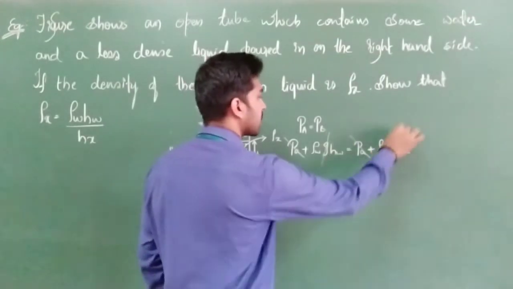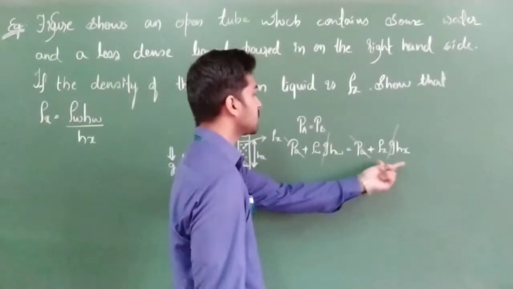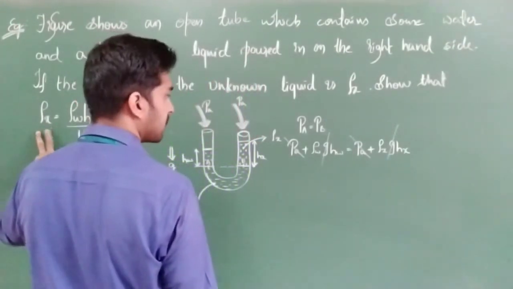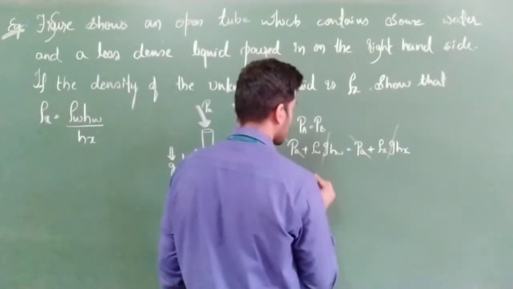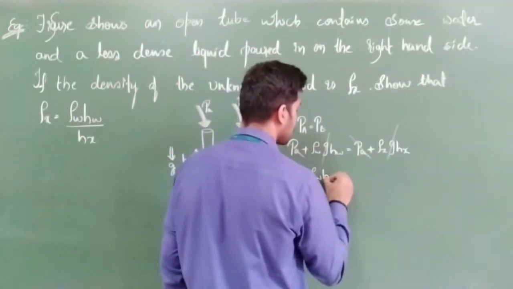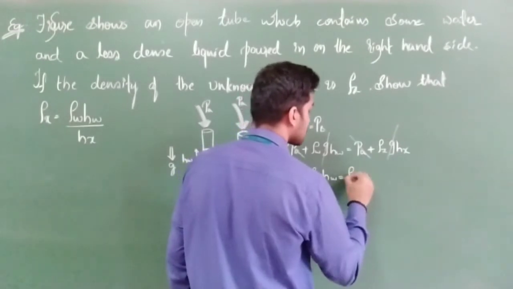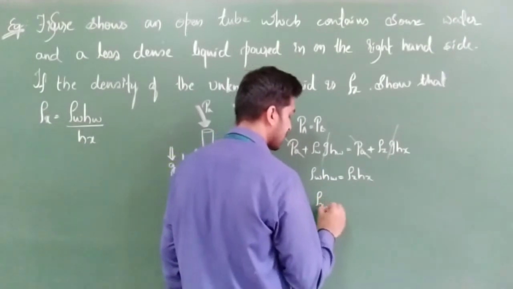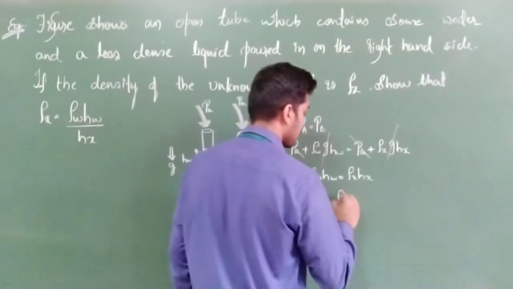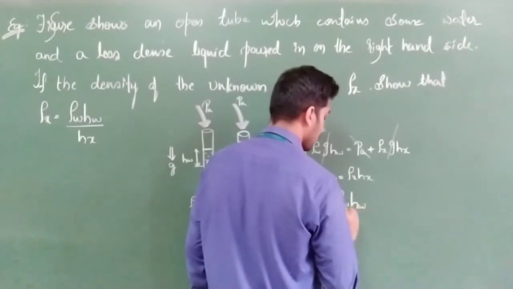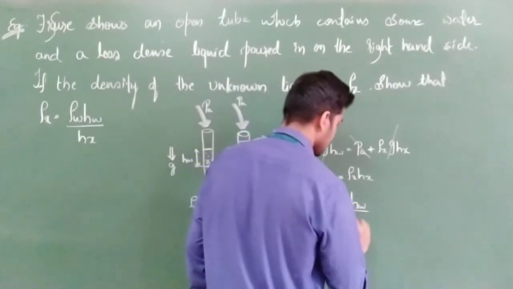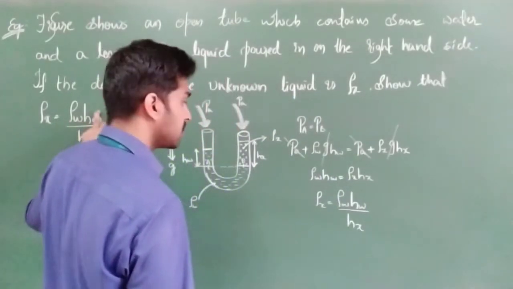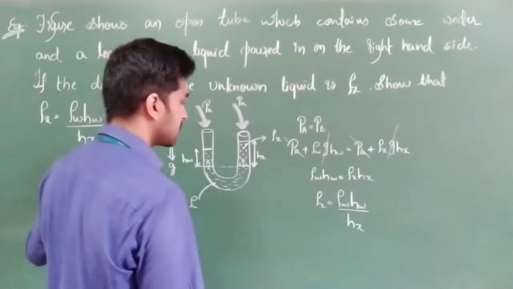So G will also get cancelled. Okay, if we consider only these two terms, finally, what they are asking us is rho X, which we have to separate. Just separate rho X from here. First of all, we will write that rho W HW is equal to rho X HX. Correct? Next, if you separate rho X, check what we are going to get. Rho X is equal to rho W HW whole divided by HX. Clear?